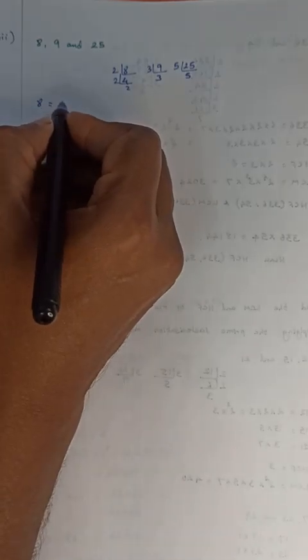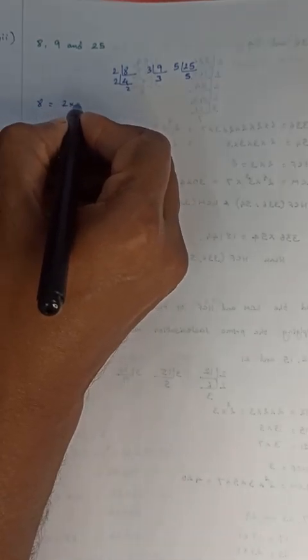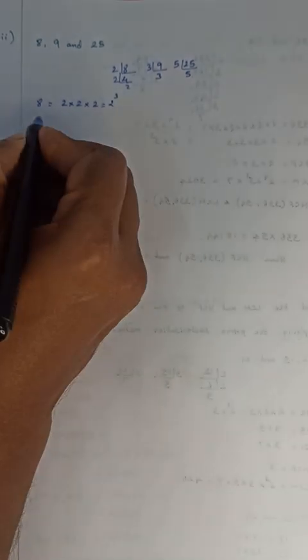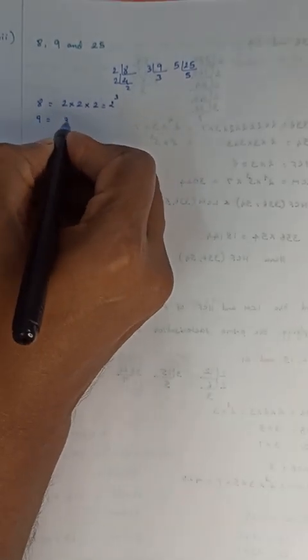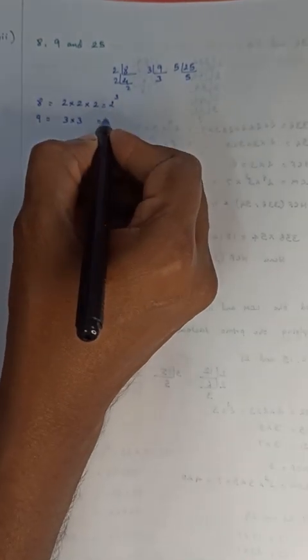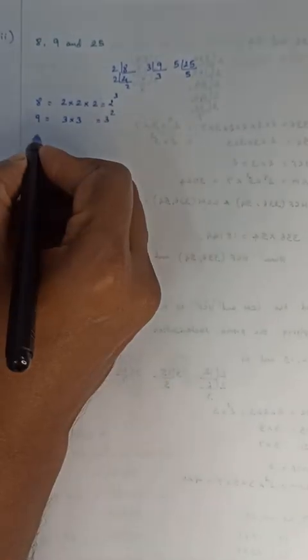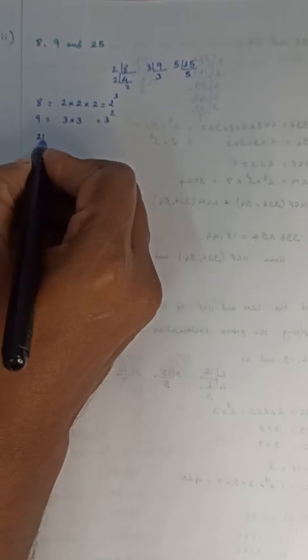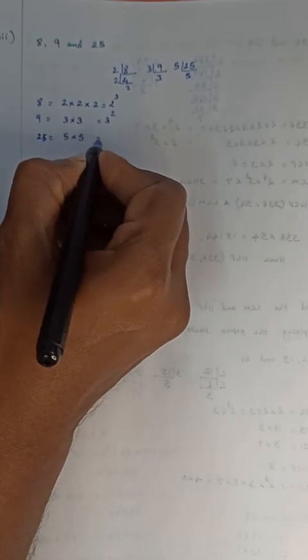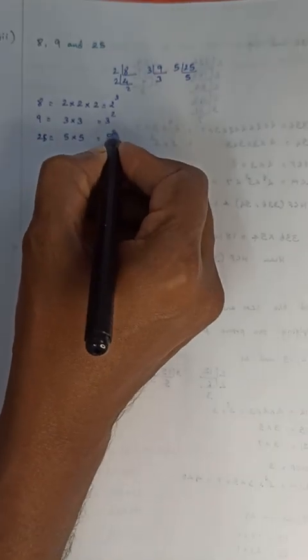So 8 will be written in the factor form as 2 into 2 into 2, which is nothing but 2 power 3. 9 will be written as 3 into 3 equal to 3 power 2. 25 equal to 5 into 5, 5 power 2.